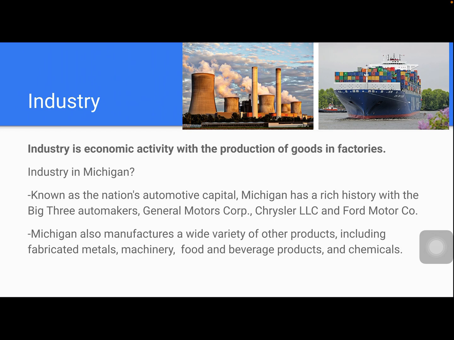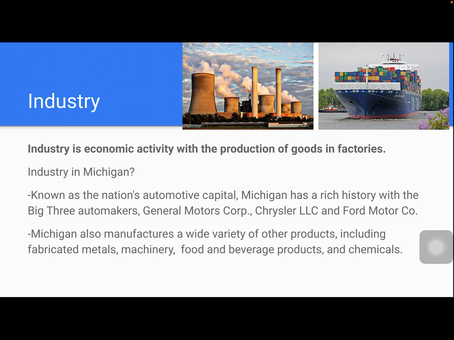Next, industry. Remember, industry is the economic activity with the production of goods, so something that is being made in a factory. So what about industry in Michigan? I know it says a little bit here. What do you think Michigan might make a lot of? Well, if you read below here a little bit, it says that we are the nation's automobile capital.